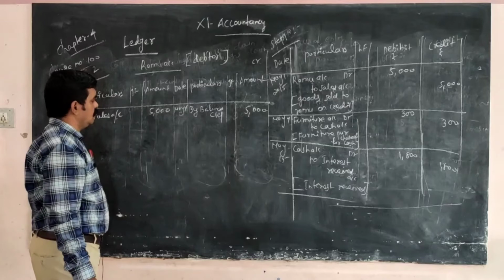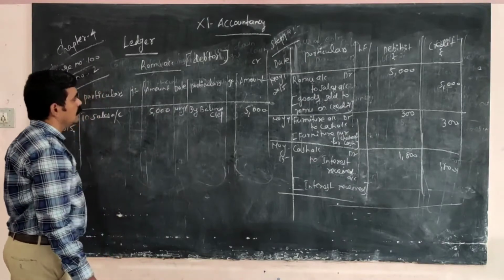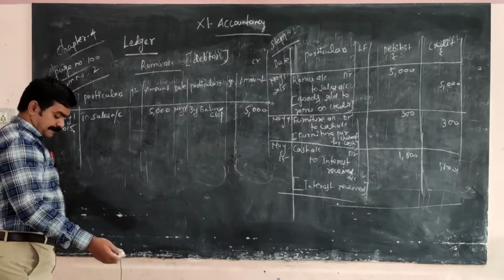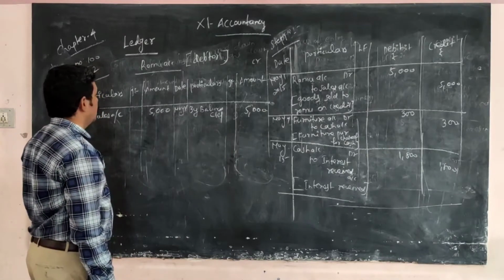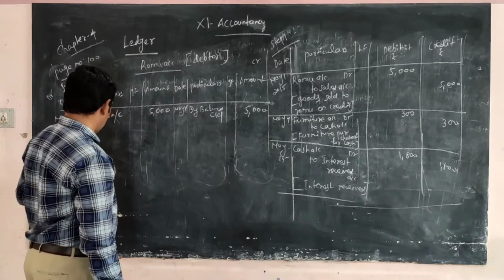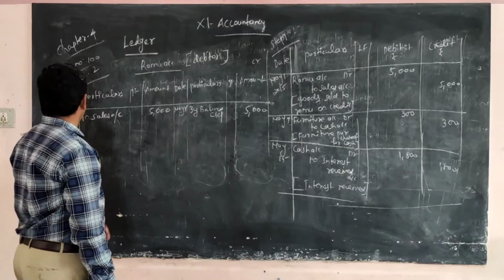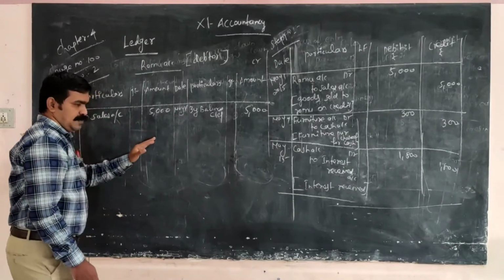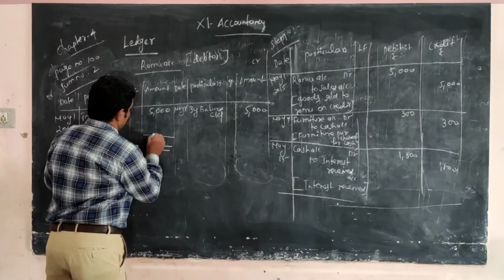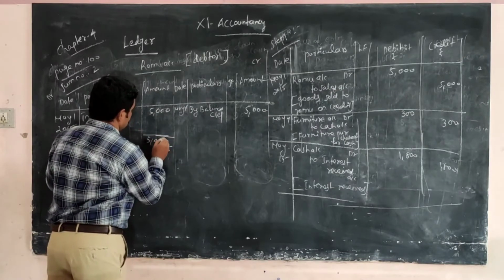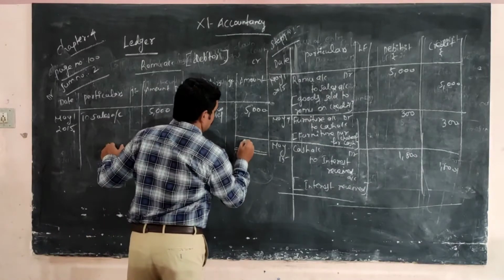Okay, carried on. Now, next I post the balancing amount, that is 5,000. That is 5,000. Here also 5,000.